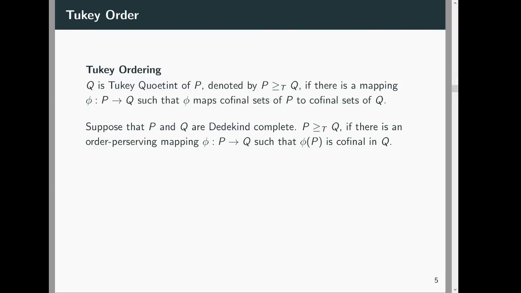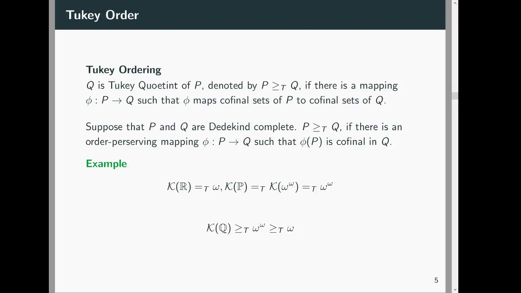And so how do we compare two directed sets? Just Tukey ordering. So we will say that Q is greater than or equal to P if we can have a mapping that maps all the cofinal sets of P to cofinal sets of Q, that's the property of this mapping here. If you have a directed complete set, which means every bounded subset has a least upper bound, the equivalent definition here is that there is an order preserving map from P to a cofinal subset of Q.